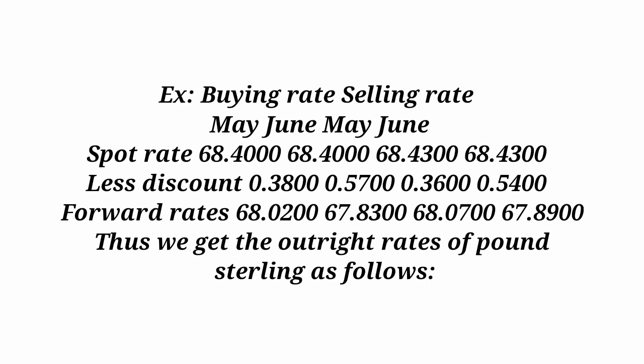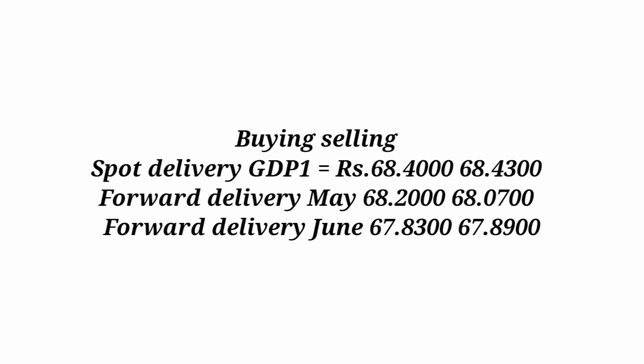Thus we get the outright rates of pound sterling as follows, buying and selling. Spot delivery: GBP 1 equals Rs 68.4000 to 68.4300. Forward delivery May: 68.0200 to 68.0700. Forward delivery June: 67.8300 to 67.8900.